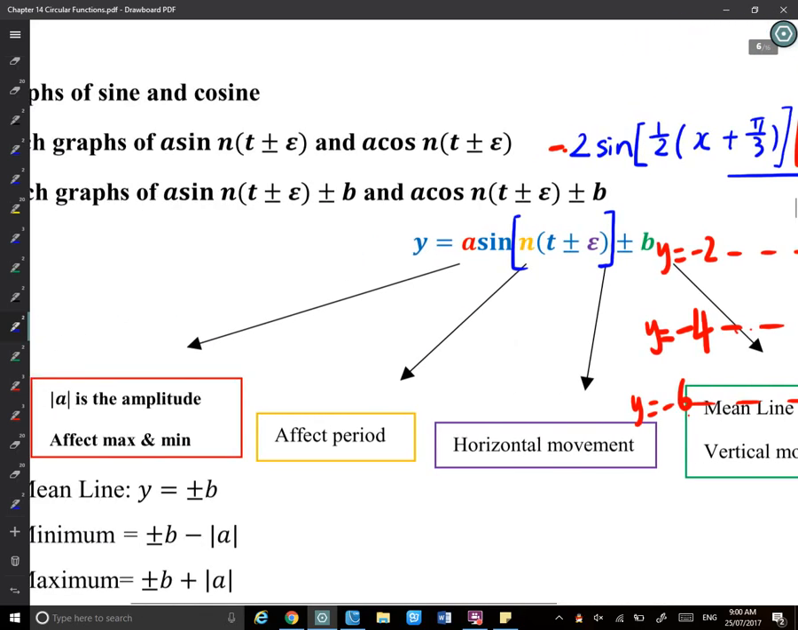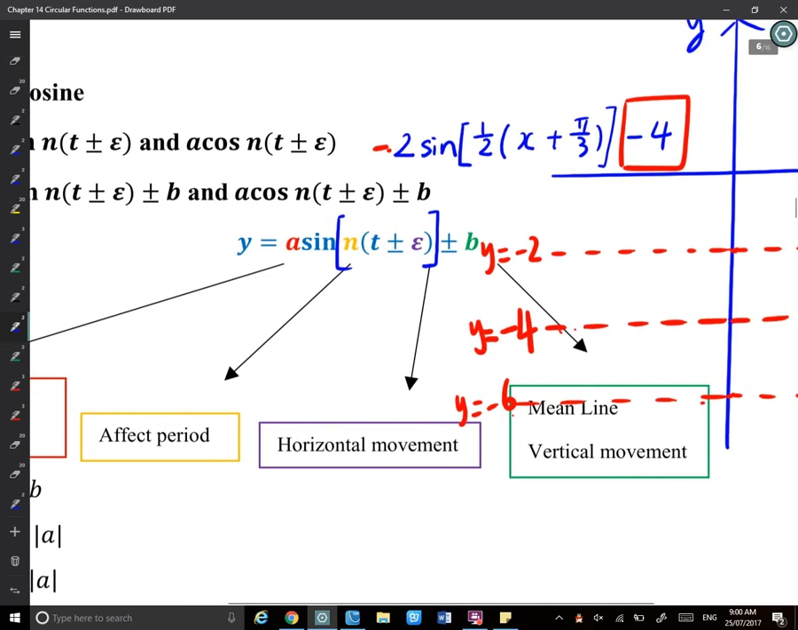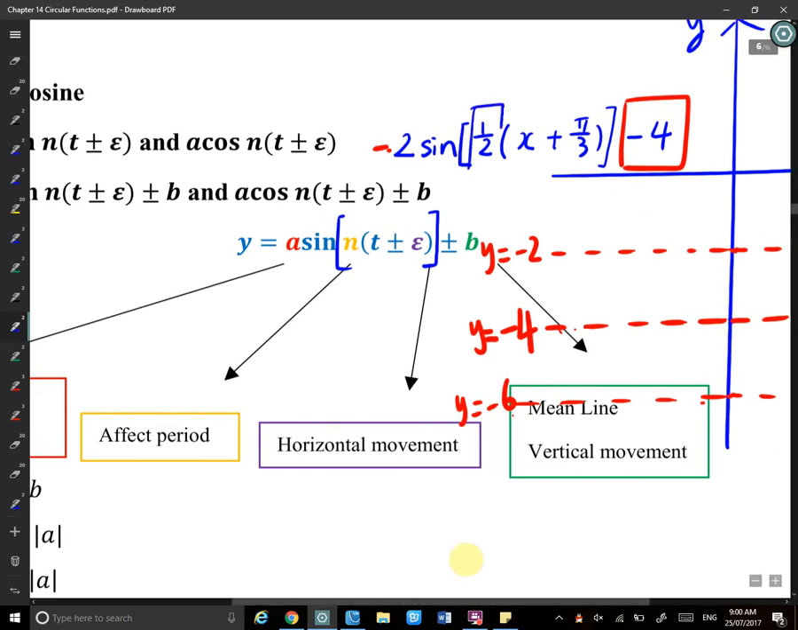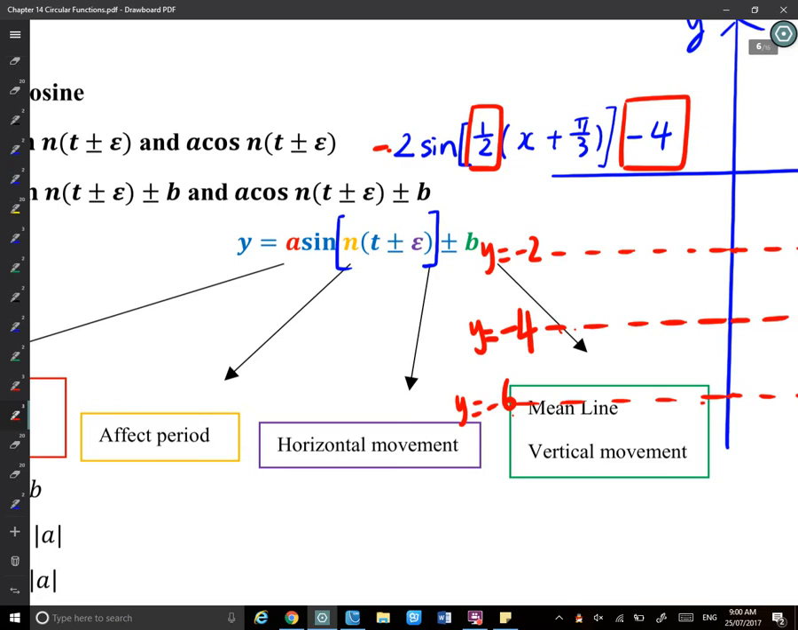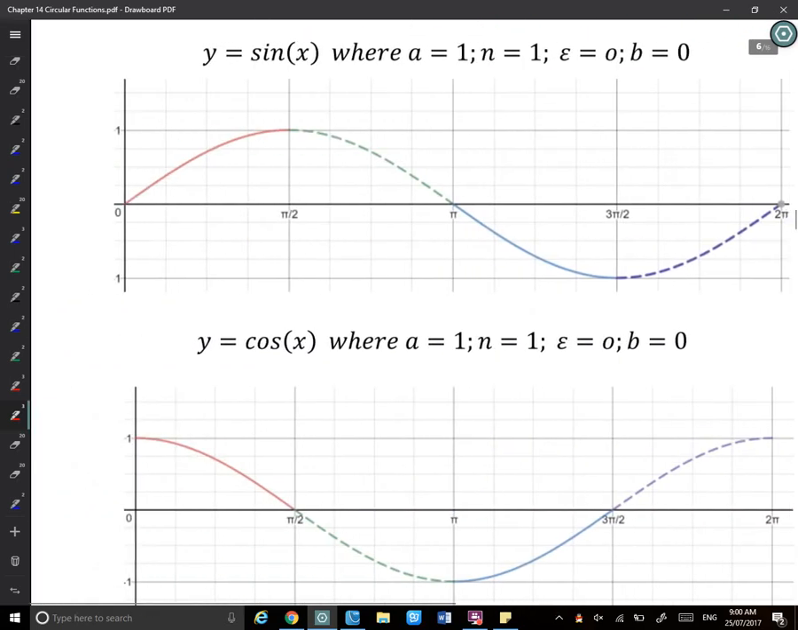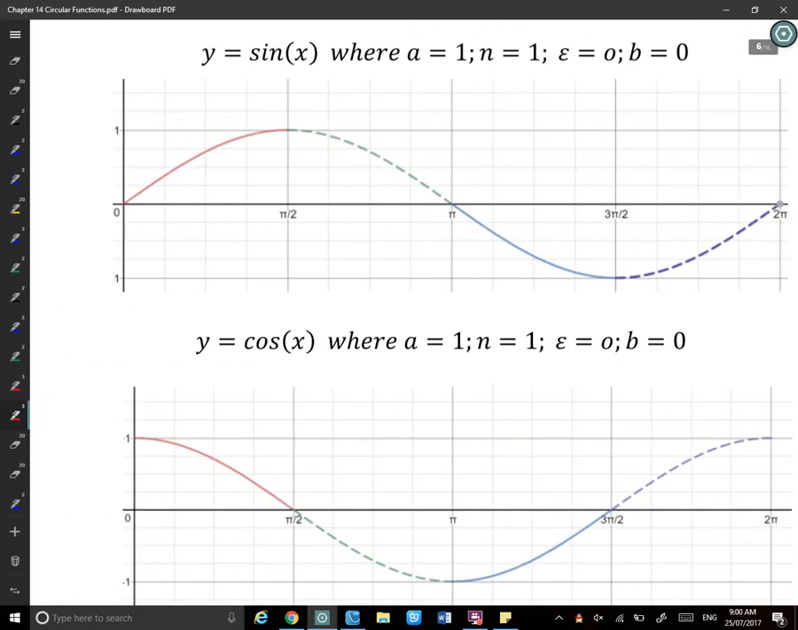Okay, the next thing we're talking about is this n value here. This value, half. What will this value do? This is the coefficient of your x. So this value actually affects your period. Do you know what the normal period for sine and cosine is? 2 pi. So to complete 1 cycle, that will be 2 pi for both sine and cosine.